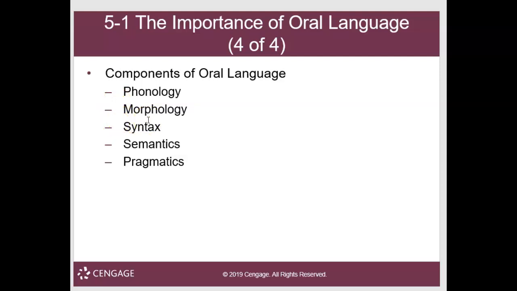Morphology refers to how words are constructed from morphemes. A morpheme is the smallest linguistic unit that has meaning and cannot be broken down further, or the word would lose its meaning. An example would be boy, okay? That's our word. If we add an S, that's a different meaning, right? Boys means there is more than one, or girl to girls, that S makes a difference. It changes the meaning. Okay, so keep that in mind.